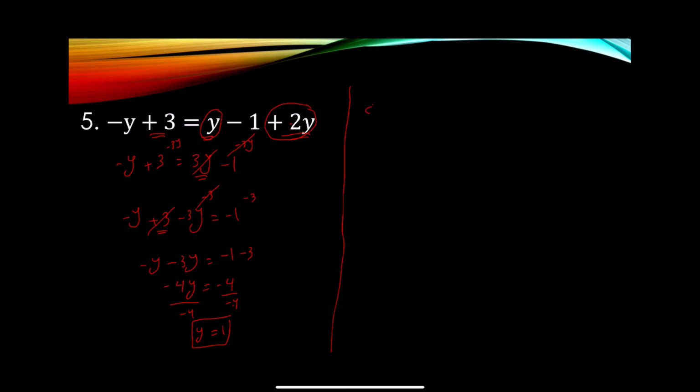Anything divided by itself is equal 1. In order to check, negative and then a bracket, plus 3 equal question mark, bracket, minus 1 plus 2 bracket. Plug in the 1, 1, 1, 1. Negative 1 and 3 is known to be 2. Is it equal? 1 minus 1 will be cancelled. 2 times 1 is 2. They are equal, so our solution is true.